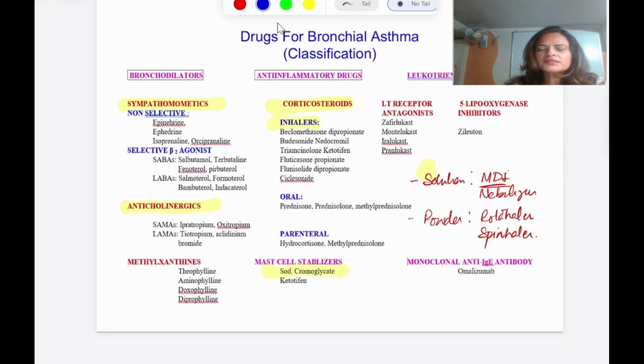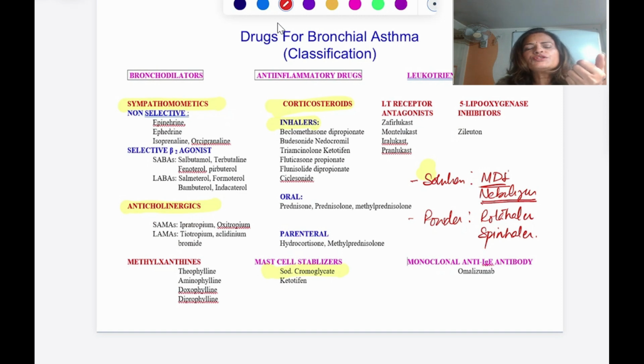Another one, where the drug is present in solution form, is the nebulizer. What is there in a nebulizer? Jet nebulizers are also used here. The drug is taken in mist form. So multiple drugs can be given with the nebulizer. Here no coordination is required. You can use it in the elderly, and you can use it in children.